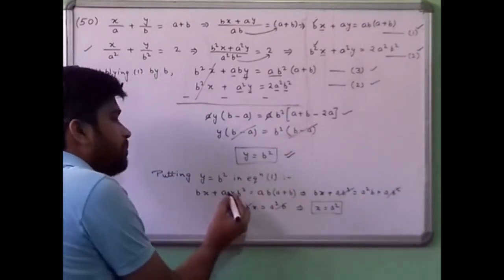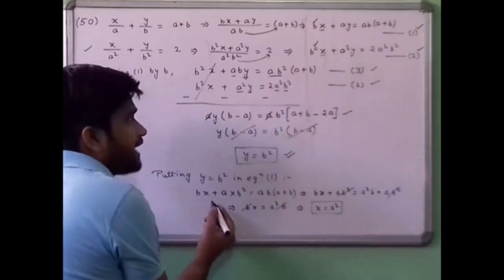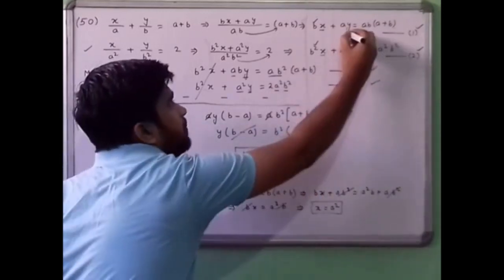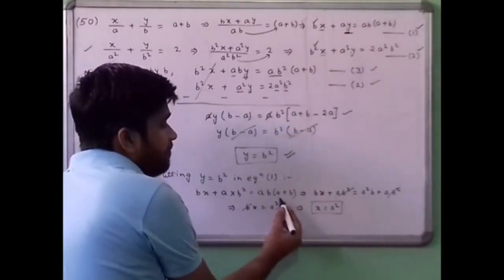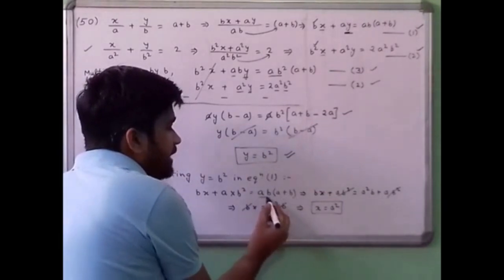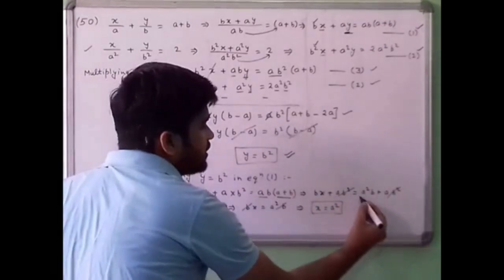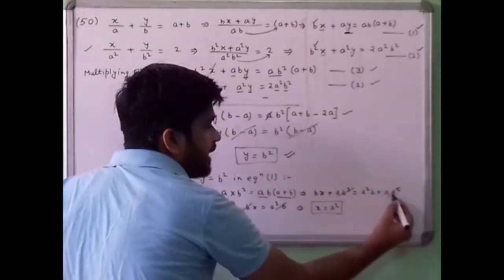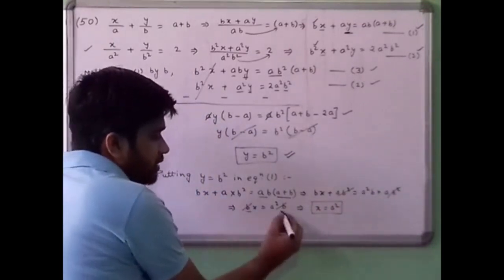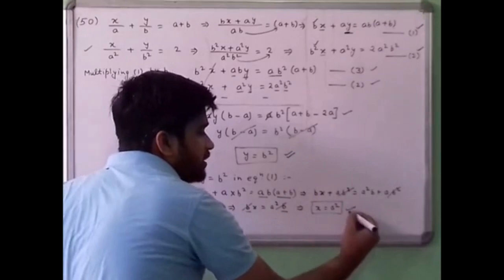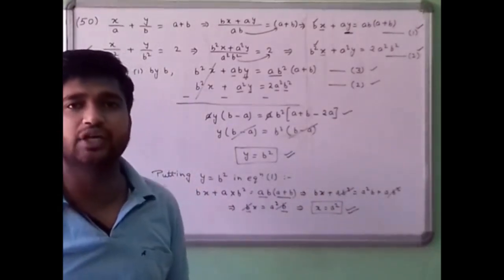Now putting y is equal to b square in equation number 1, b into x plus a multiplied by, we put here y is equal to b square, which is equal to ab multiplied by a plus b, ab multiplied inside the bracket, so bx plus ab square is equal to a square b plus ab square, cancels out by ab square, b cancels out by b, so the value of x is equal to a square. So the required solution is x equal to a square and y is equal to b square.